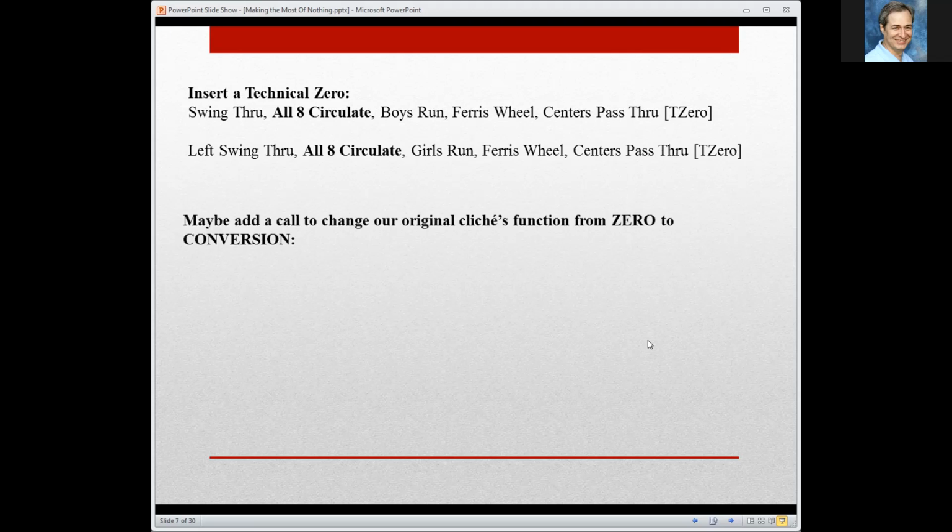Or maybe we can add a call to change the original cliche's function from a zero to a conversion. We can do swing through and girls circulate. Boys run, Ferris wheel, and the centers pass through. And what we end up doing is converting our corner box to a partner box. Now you might have to have a couple get outs for the partner box if you want to work from there, or you can convert it back. From a partner box, you can call box the gnat and a right and a left grand, or pass through to the corner for a left allemande.